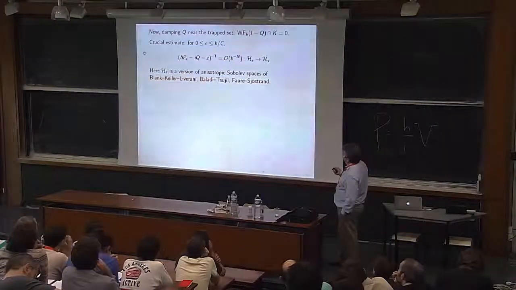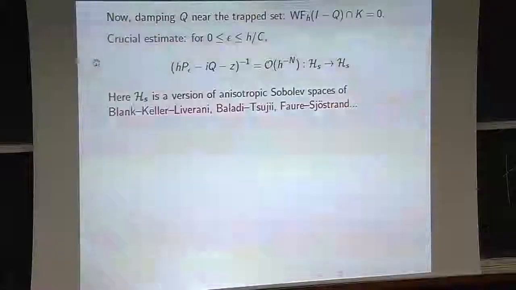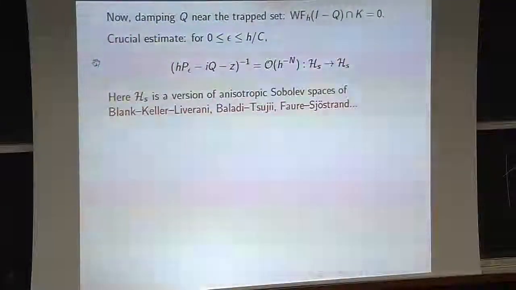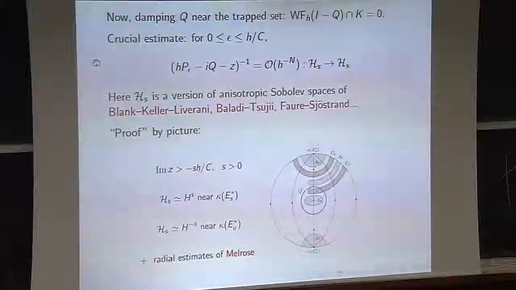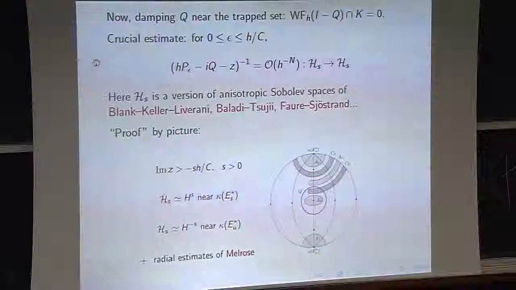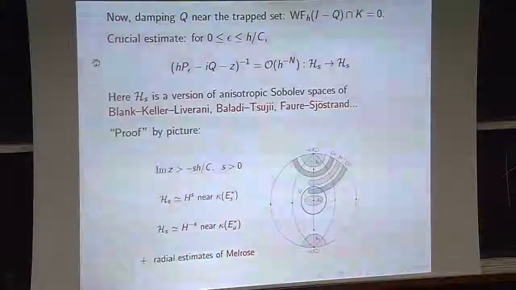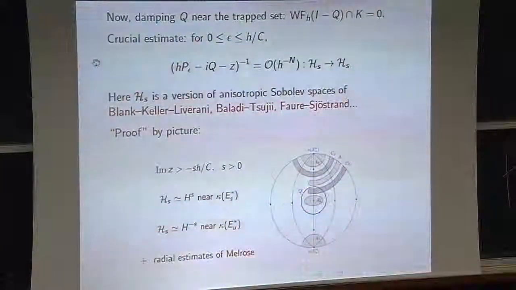So here, these H^s spaces are this version. Yet we use a slightly different version. It's very close to the one of Faure and Sjöstrand, but it's a little simpler. It follows the same tradition. So proof by picture: I can't really give a proof, but let me give a proof by picture of this estimate. You have this, the compactified cotangent bundle. So this circle here is infinity in psi.